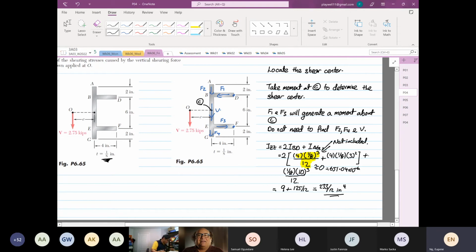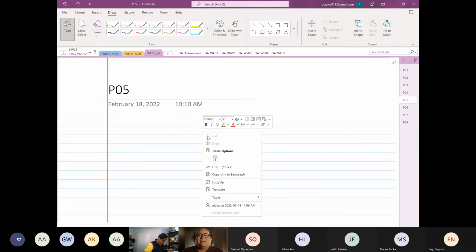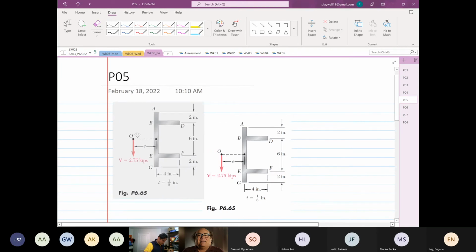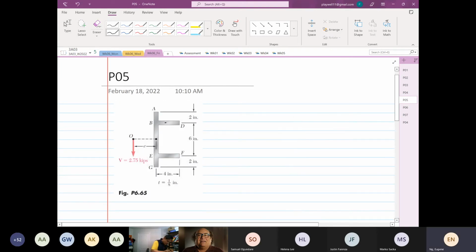Okay. So now we found our IZZ. Today I'm kind of tongue tied. We found our IZZ. Okay. So from here, we want to find our F1 and F3 now. So this is our F1. This is our F3. Okay.